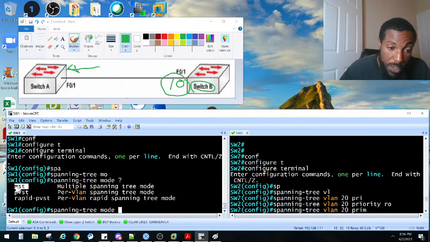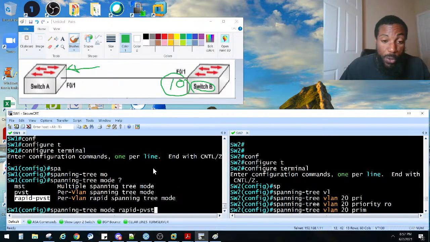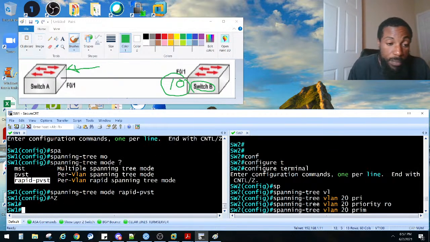We can do MST. This is more of a CCNP topic. Multiple spanning tree mode. We can do PVST, which is already running, or rapid PVST, which is what the book called for, right? So spanning tree mode. That's simple enough, right? So see how we can knock this lab out real quick. We change the mode, right?